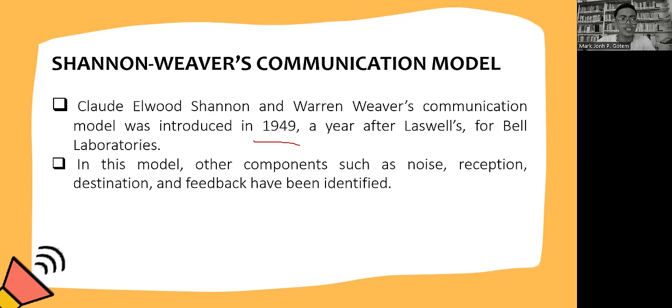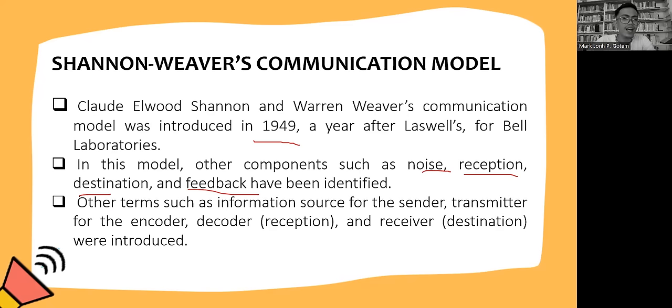In this communication model, other components such as noise, reception, destination, and feedback were identified. And lastly, other terms such as information source for the sender, transmitter for the encoder, decoder for reception, and receiver for the destination were introduced.